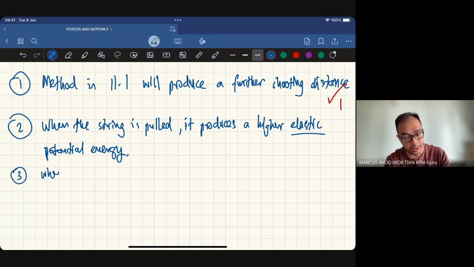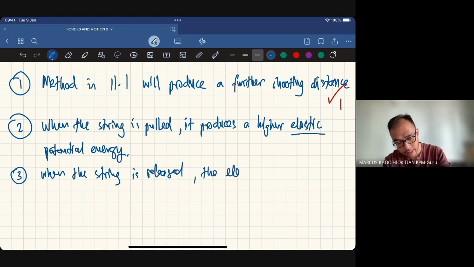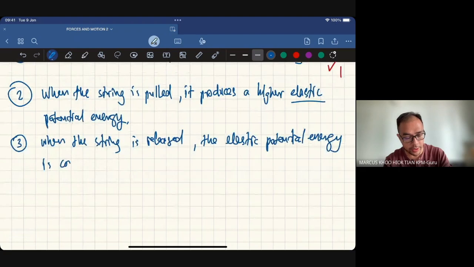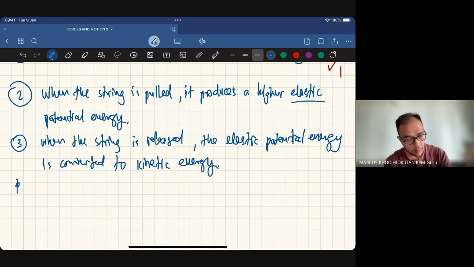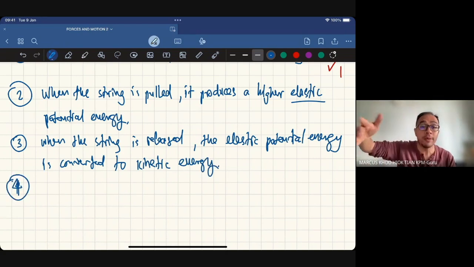Okay, when the string is released, the elastic potential energy is converted to, think about the energy. When you release and the arrow moves, the energy involved in movement is kinetic energy. It is converted to kinetic energy. And then of course it moves further because in 11.1, there is bigger kinetic energy.